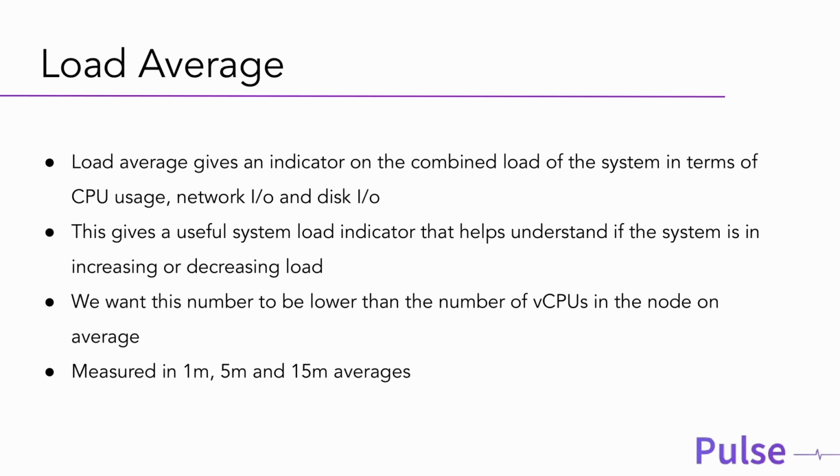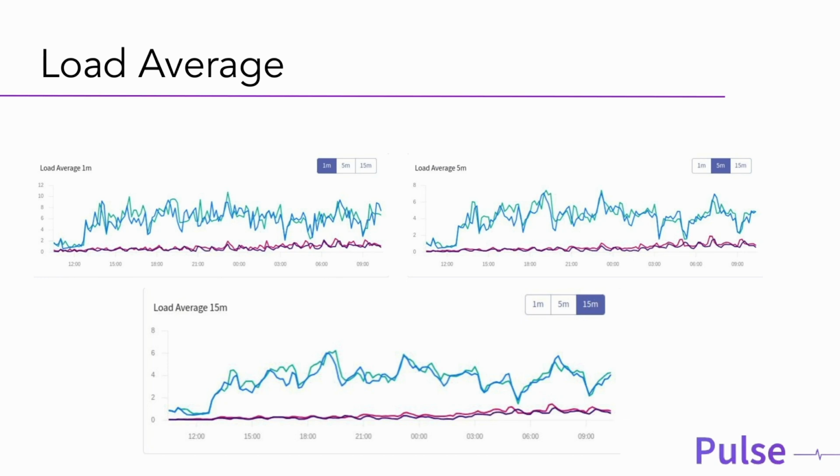This is the thought process. That's why I said the CPU on its own is interesting, but it's not too interesting. The load average metric is probably the most interesting one. And on Pulse, it looks like that. So we let you zoom very easily and switch easily between the metrics. The 1 minute average, as you can see, is much more spiky than the 15-minute average.